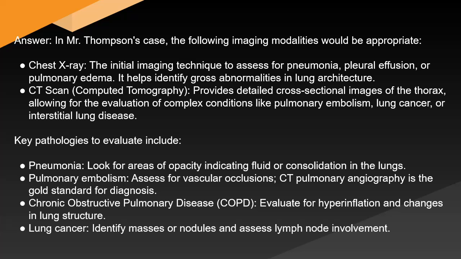Key pathologies to evaluate include pneumonia. Look for areas of opacity indicating fluid or consolidation in the lungs. Pulmonary embolism. Assess for vascular occlusions. A CT pulmonary angiography is the gold standard for diagnosis. Chronic obstructive pulmonary disease (COPD). Evaluate for hyperinflation and changes in lung structure. Lung cancer. Identify masses or nodules and assess lymph node involvement.